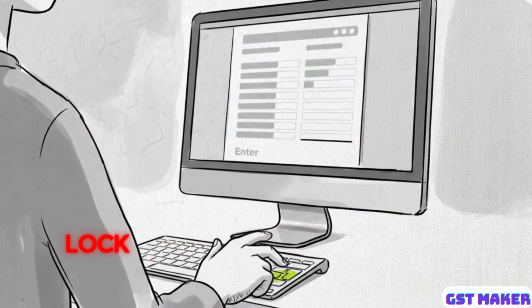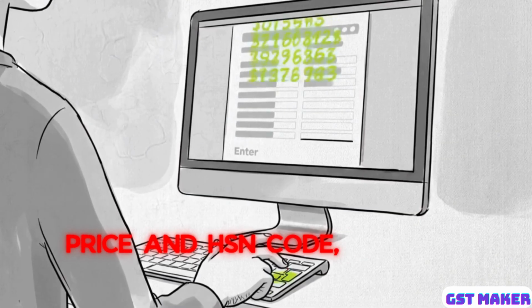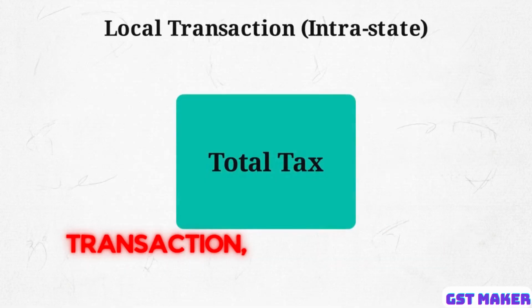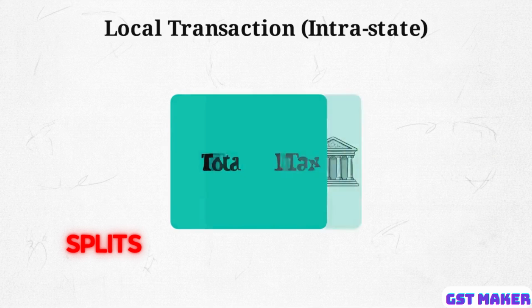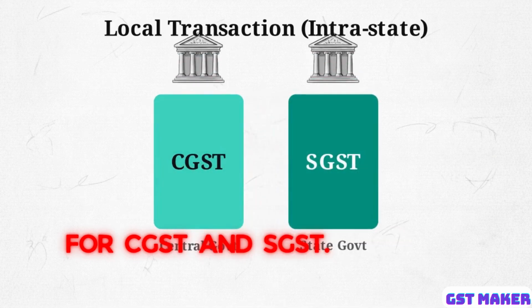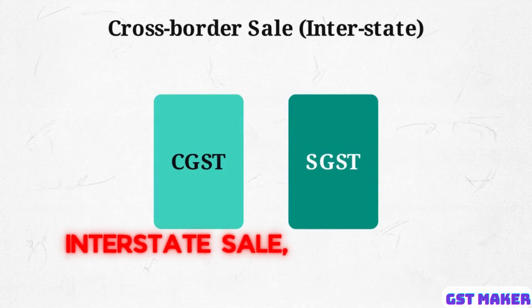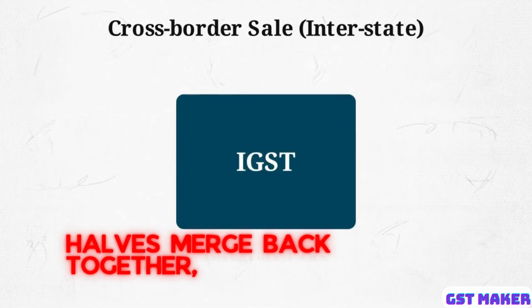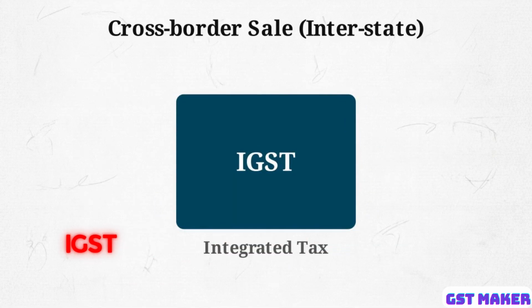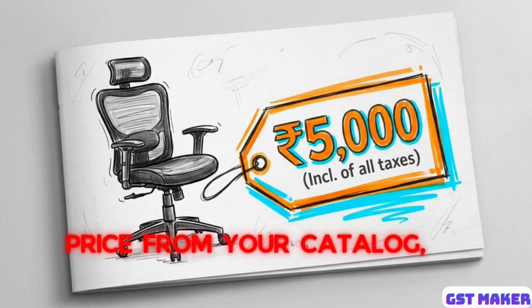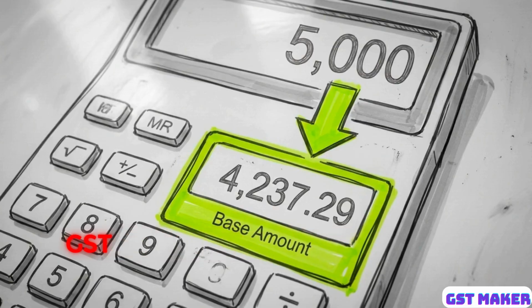As soon as you securely lock in that base price and HSN code, the background calculator takes over. During a local intrastate transaction, the base tax immediately splits into equal halves for CGST and SGST. However, for a cross-border interstate sale, those halves merge back together, applying a single unified IGST charge. If you only have a final tax-inclusive price from your catalog, use the free reverse GST calculator to extract the correct pre-tax amount to enter into the row.